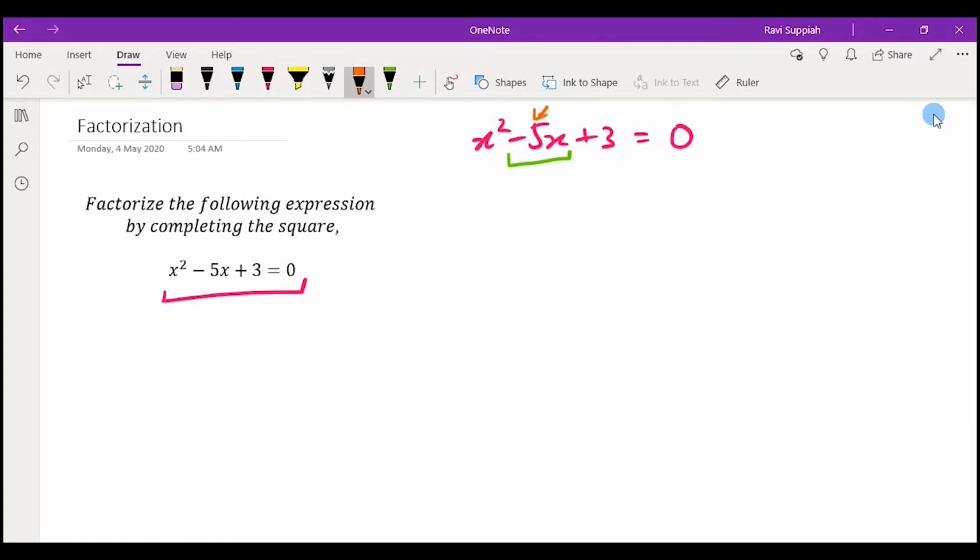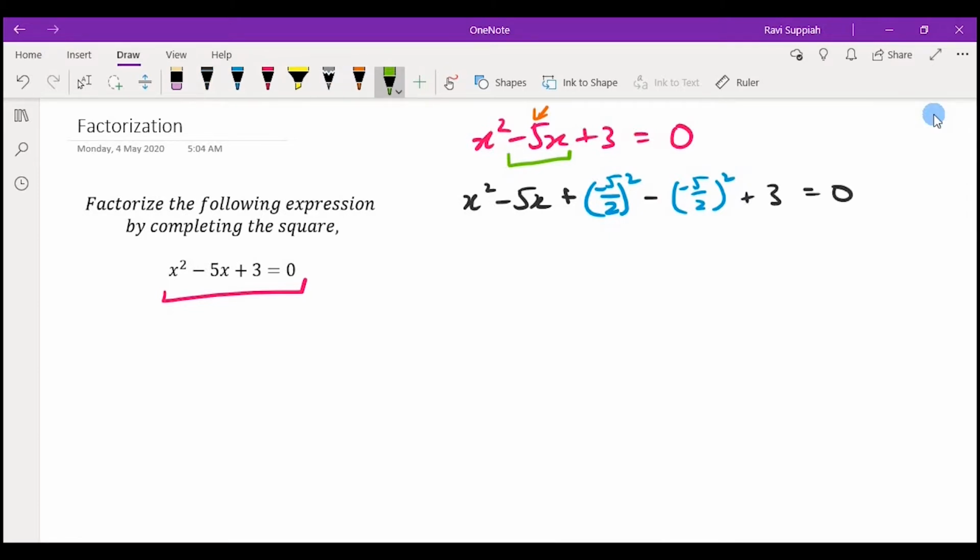So we write x squared minus 5x, and we need to add and subtract the same term. And what is that term? It is the coefficient of x divided by 2, squared. So plus and minus (minus 5 over 2) squared, plus 3 equals 0.